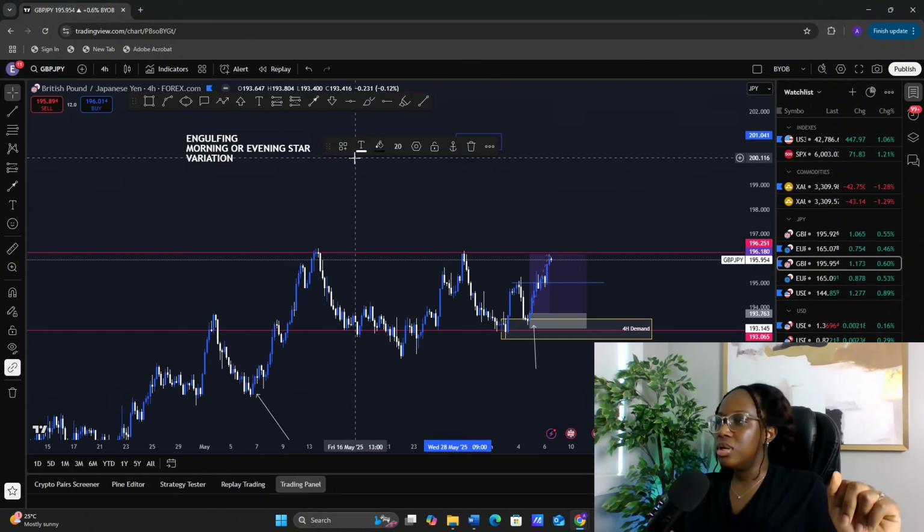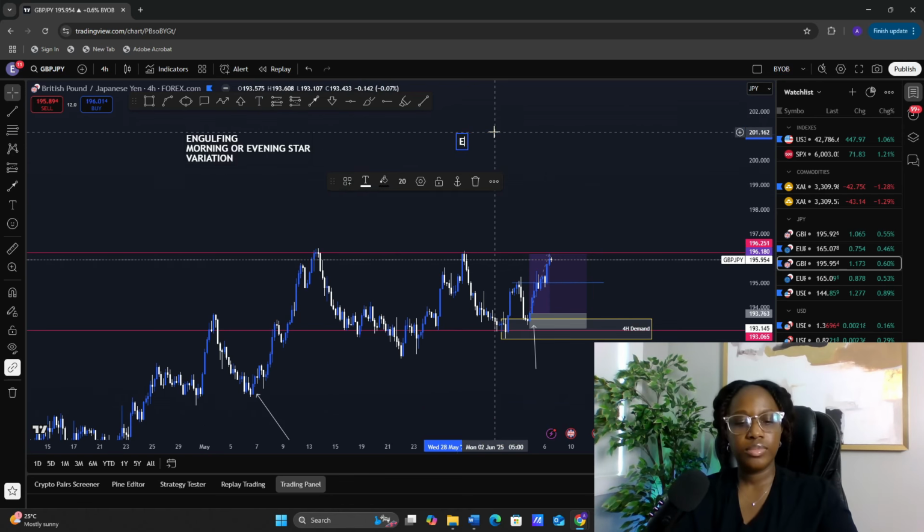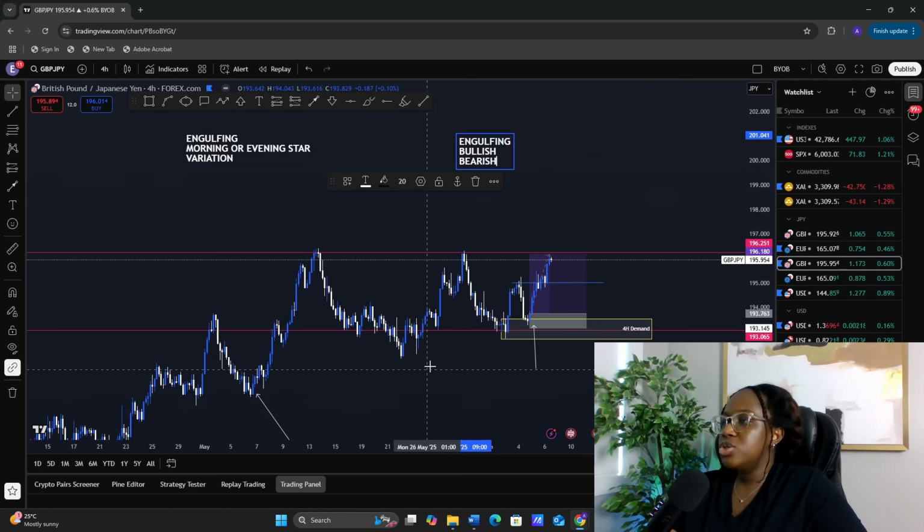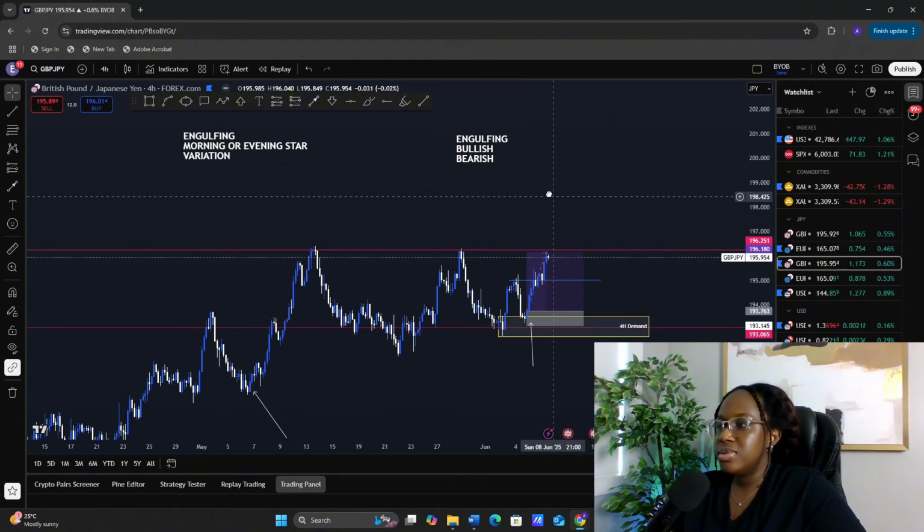Engulfing candles, we have bullish or bearish engulfing candles. For a bullish engulfing candle, it basically means that we are anticipating for price to go up, or for price to buy. And then bearish would be that we are anticipating for price to sell or for price to go down. So let's talk about bullish engulfing first.